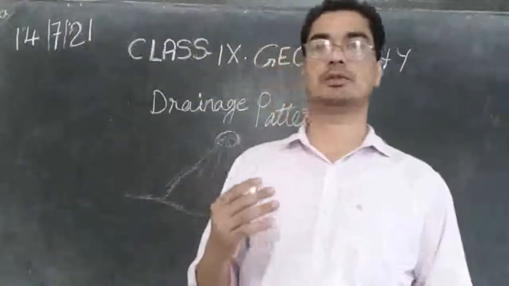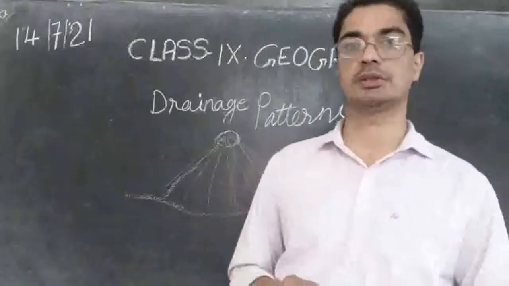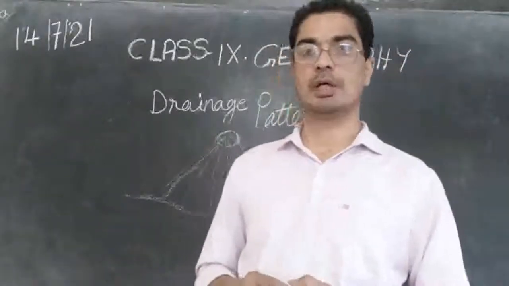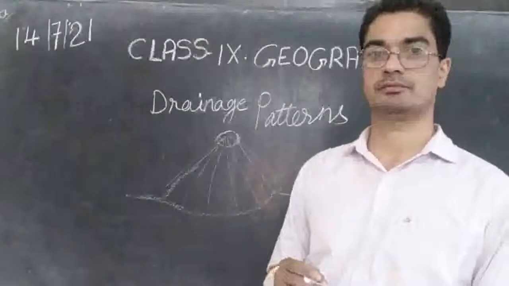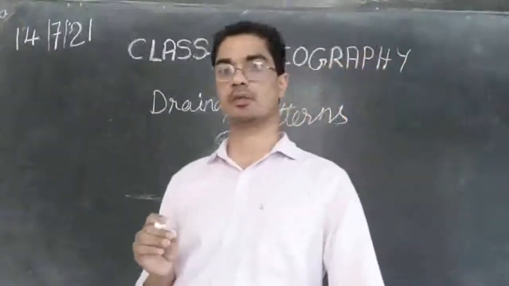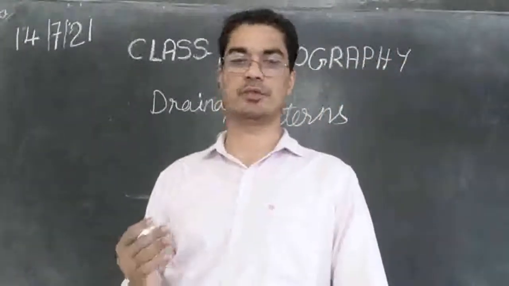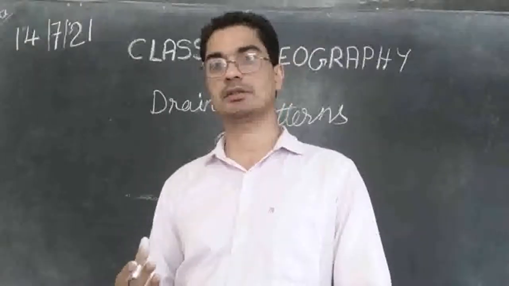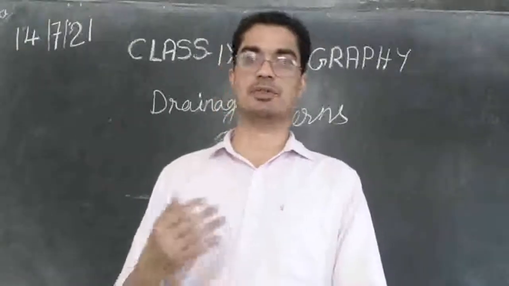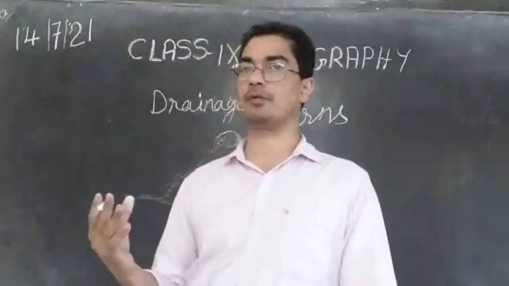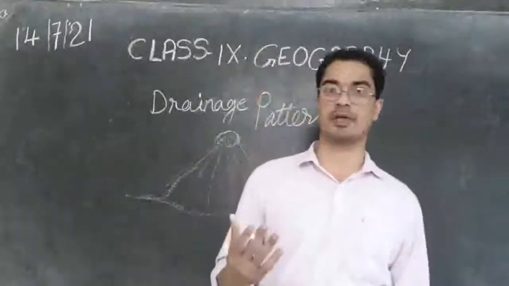Another thing we said about these rivers is that the Himalayan rivers are perennial. They will always have water flowing throughout the year, whether it is summer or winter. In the summer season, naturally they will have water from the rain.